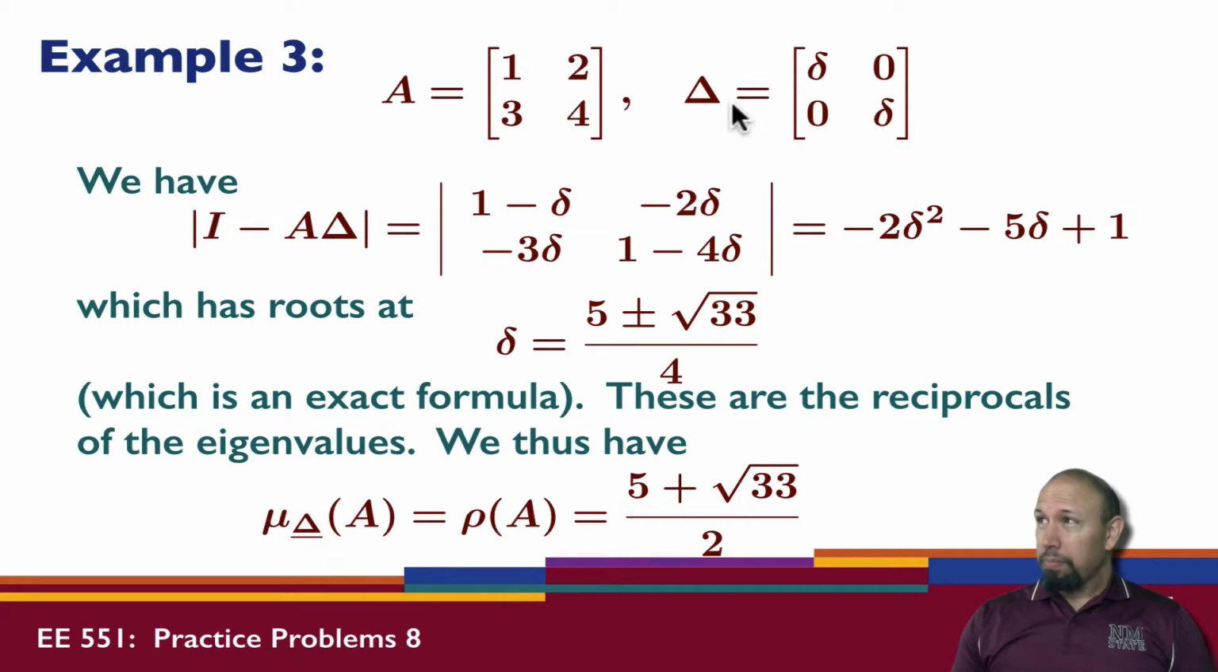Here's our matrix. And our uncertainty set we're going to change yet again. In this case, we're going to set it so that we just have one value, the same value in both cases. And so we compute the determinant of I minus a delta. This is what we get. We solve for delta, and this is what we get. So notice in this case, we have an exact formula for delta. And these are reciprocals of one another. And so in this case, our structured singular value is our spectral radius, and it's equal to that quantity. So we have this simple case.